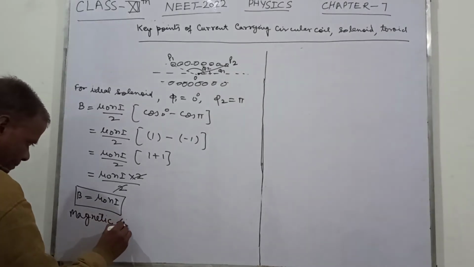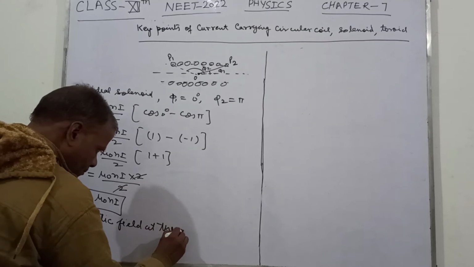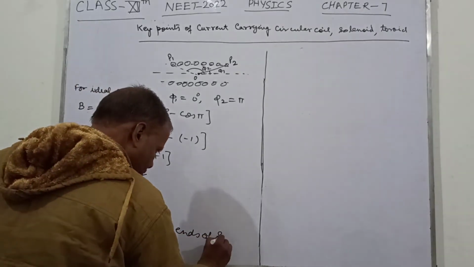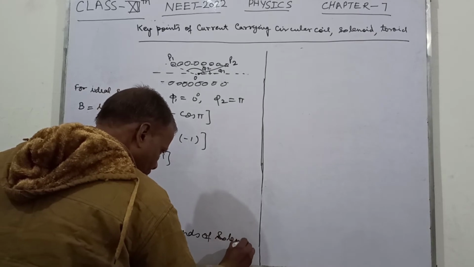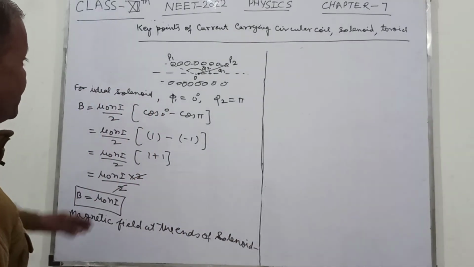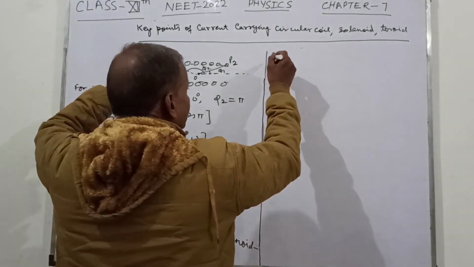Magnetic field at the ends of the solenoid. What will happen if I take this point P1, at the ends of the solenoid?